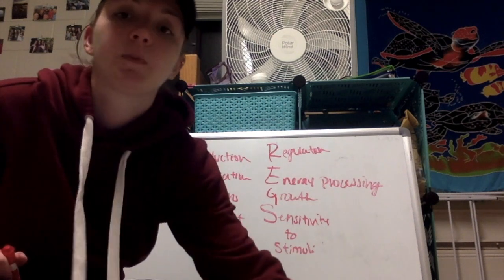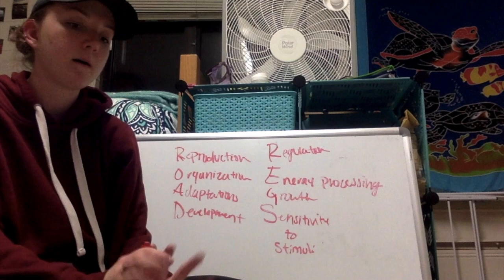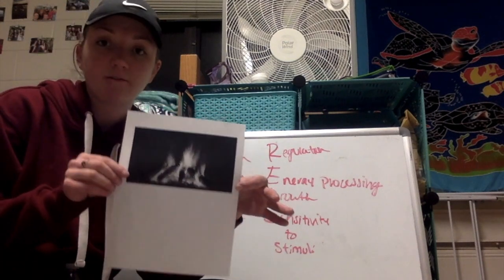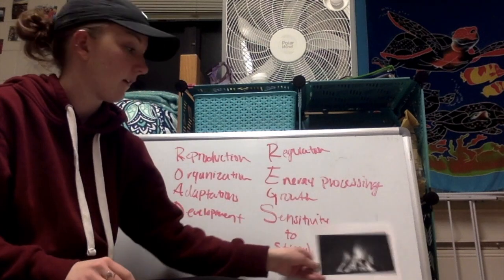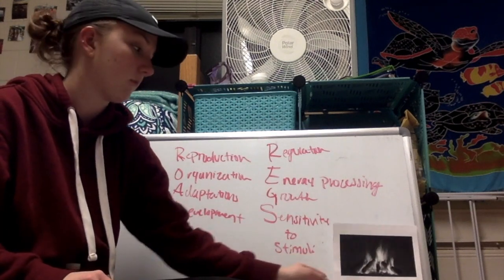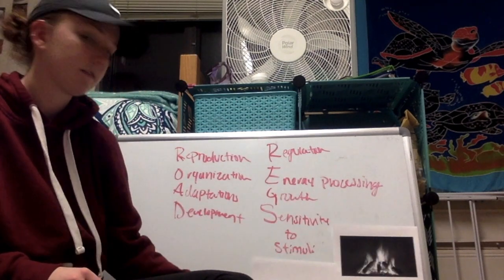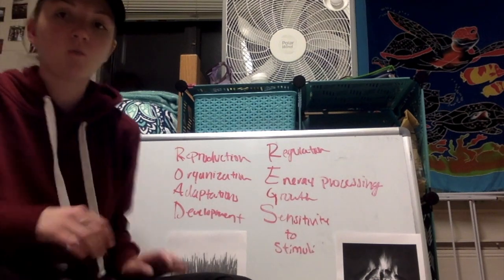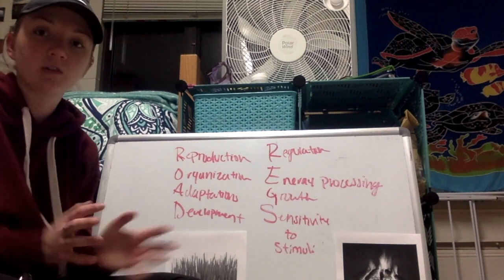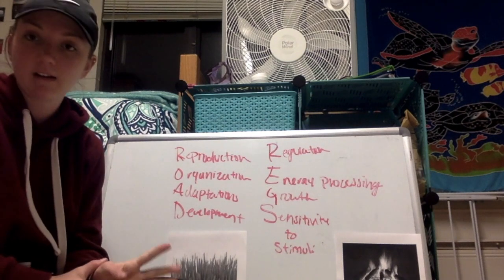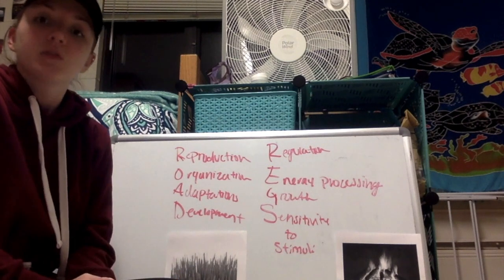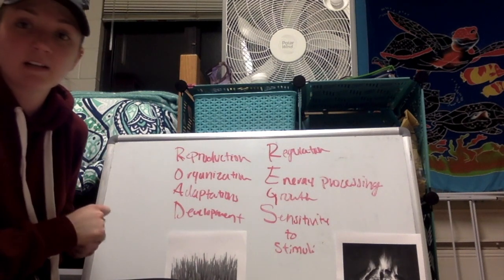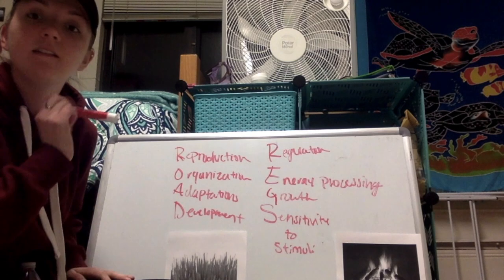So I decided to pull up 2 examples from online. And the first one is a fire. And the second one is grass. Okay, grass. And we are going, as a class, we are going to say whether or not these things are living or non-living. So first, we're going to start with fire. And right away, I'm going to tell you that fire is not living.